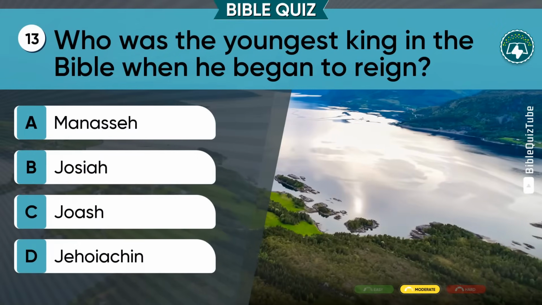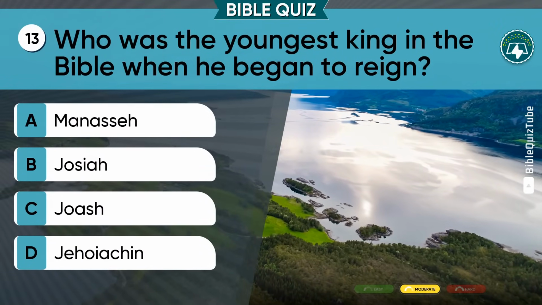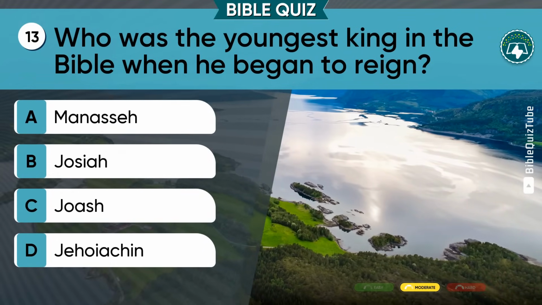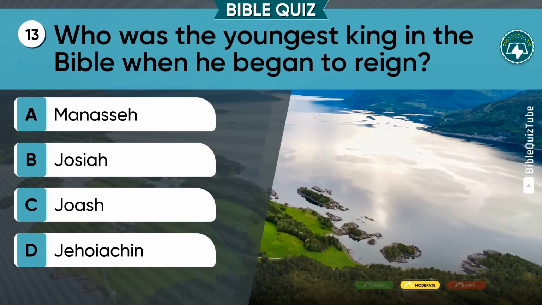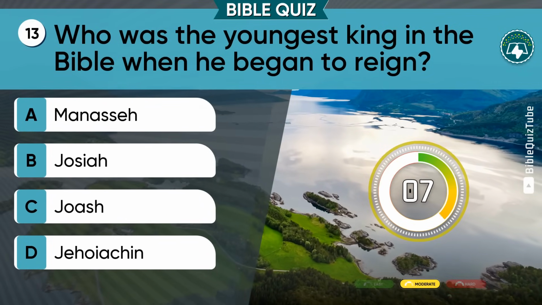Question 13. Who was the youngest king in the Bible when he began to reign? Only true Bible fans will get this. A. Manasseh. B. Josiah. C. Joash. D. Jehoiakim.